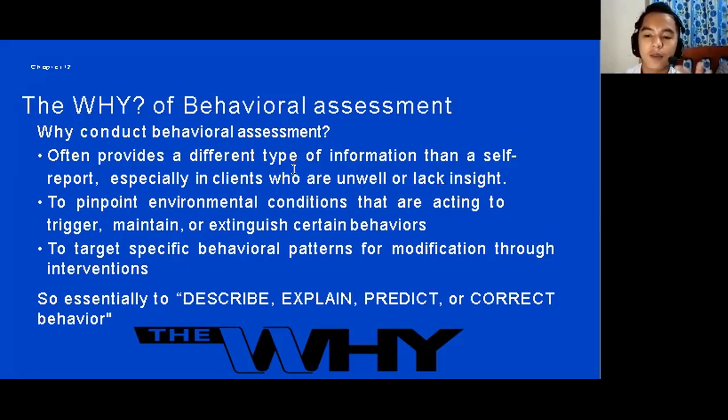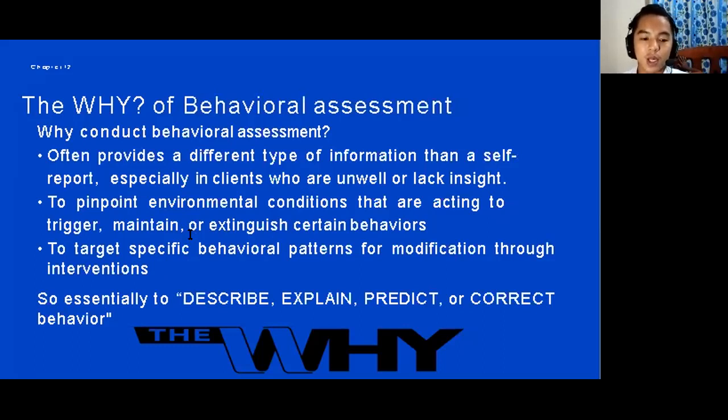In behavioral assessment, it provides us with different information, the behavioral information, or the B data according to Thunder, especially in clients who are unwell or lack insight. They are those who are unable to articulate. Say, for example, if we are dealing with a schizophrenic patient, they often come across with jumbled communication. So we rely more on the behavioral data or assessment.